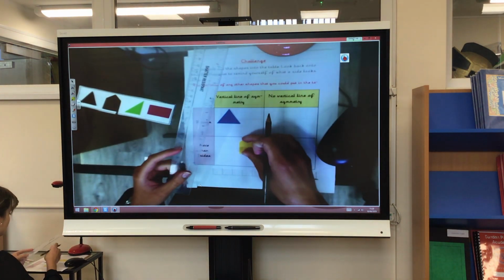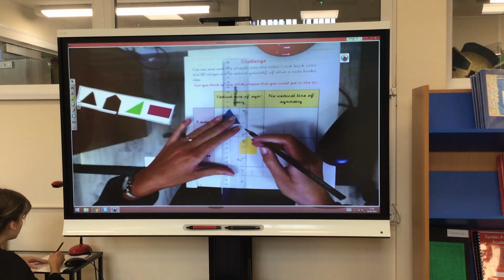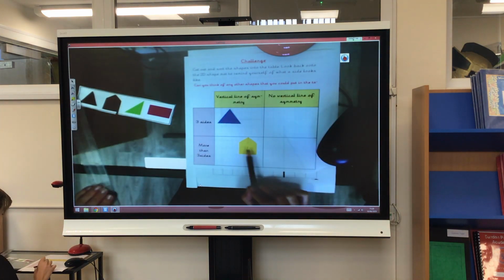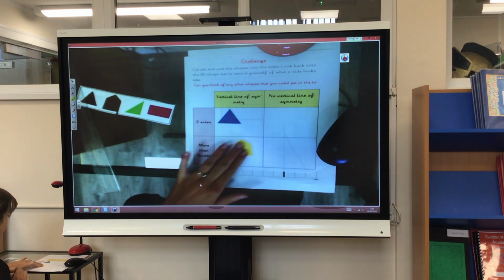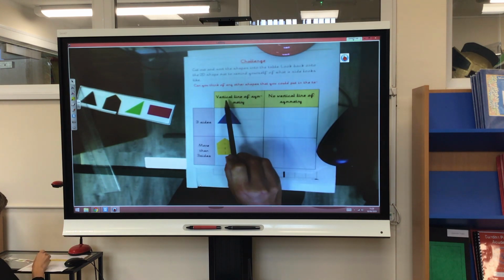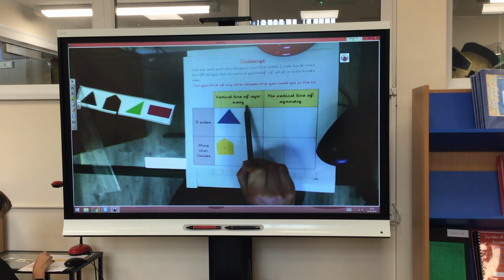So I'm just going to look at this shape. And I'm going to draw a central dividing dotted line down that shape. And I can see that that shape looks exactly the same on both sides, so I'll put it into this box because it's got more than 3 sides and it's got a vertical line of symmetry.